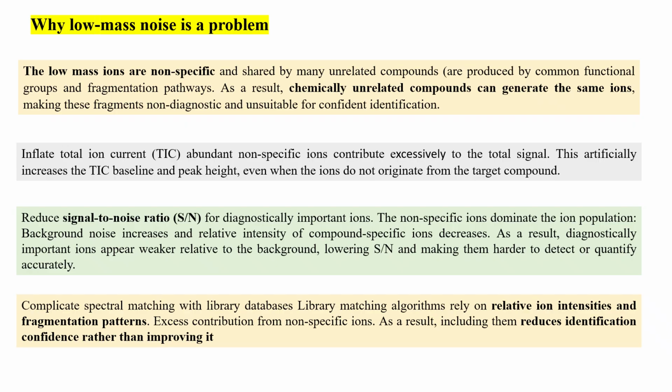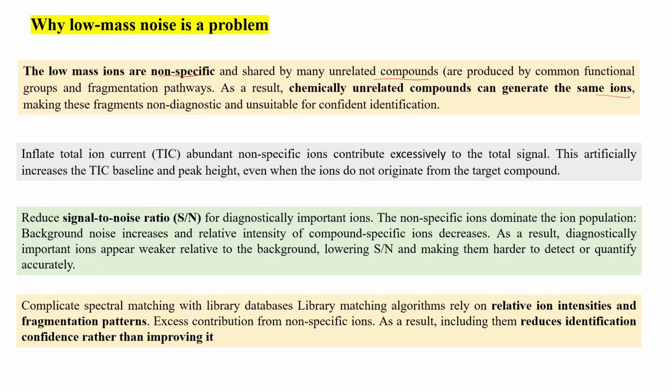Why is low mass noise a problem? The low mass ions are non-specific and shared by many unrelated compounds, and are produced by common functional groups and fragmentation pathways. So as a result, chemically unrelated compounds can generate the same ions, making these fragments non-diagnostic and unsuitable for confident identification.